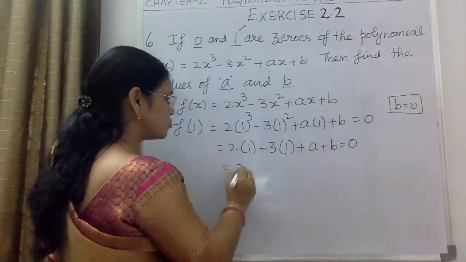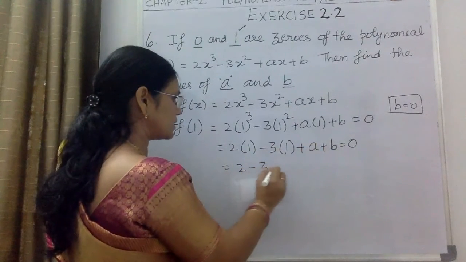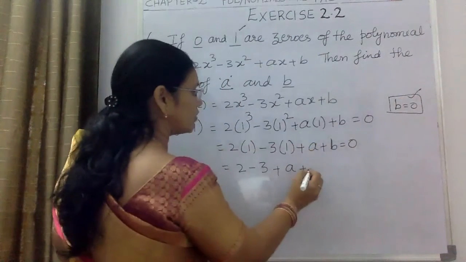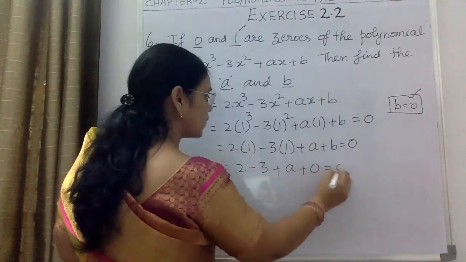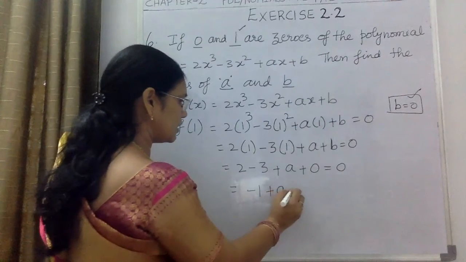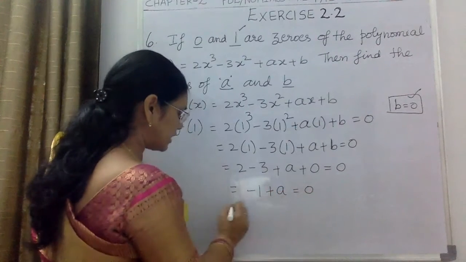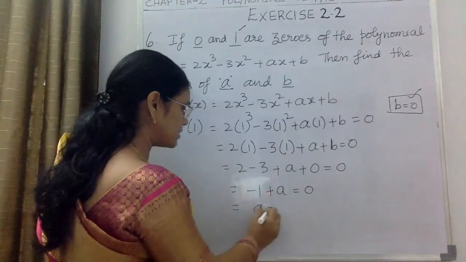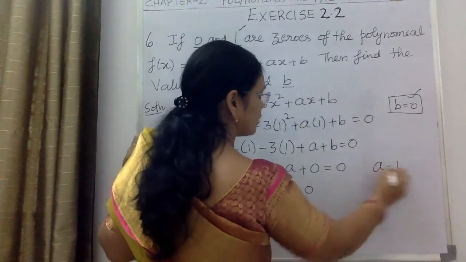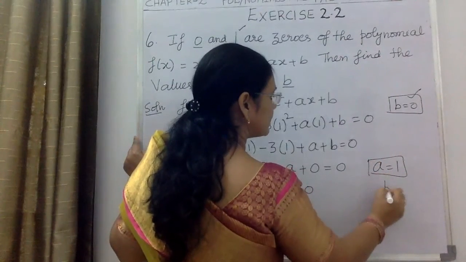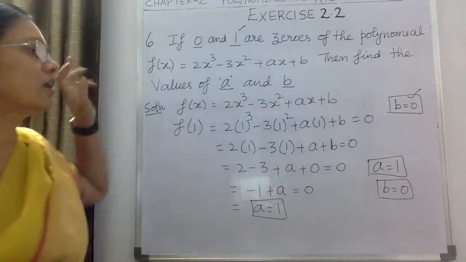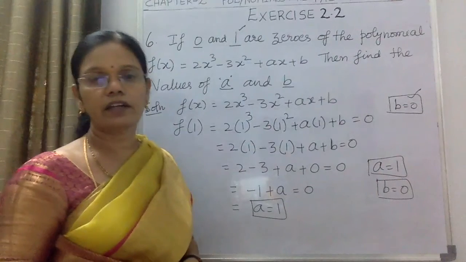2 into 1 is 2. Minus 3 into 1 is minus 3, plus a. We know the value of b also. So substitute the value of b, that is 0. Now 2 minus 3 is minus 1, plus a equals 0. After transposing minus 1 to the other side, a will be equal to plus 1. So we got the value of a as 1 and b as 0. So by using the given zeros 0 and 1, we found the values of a and b.